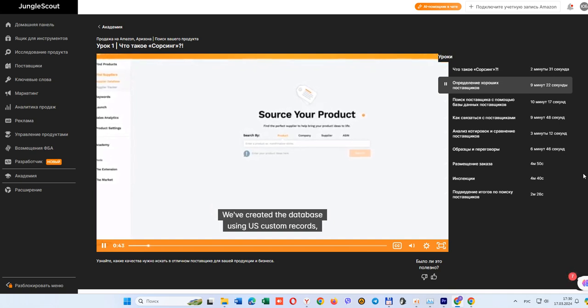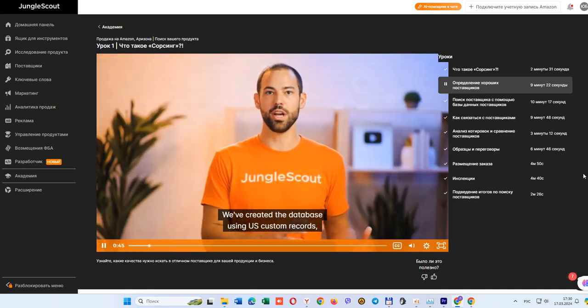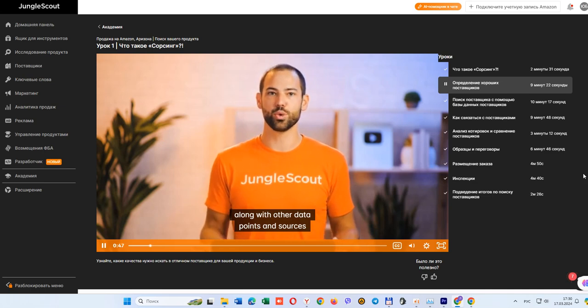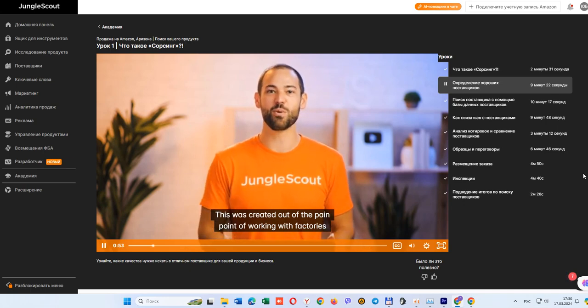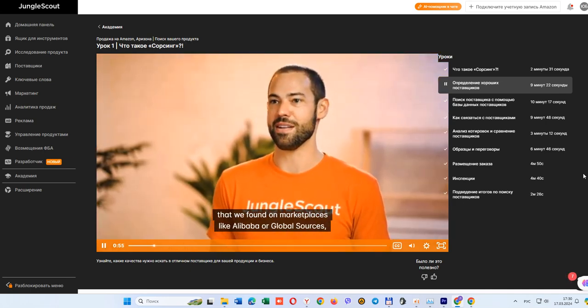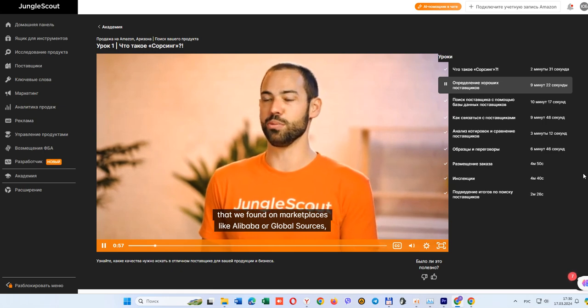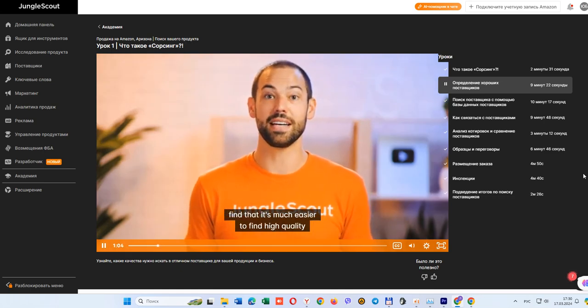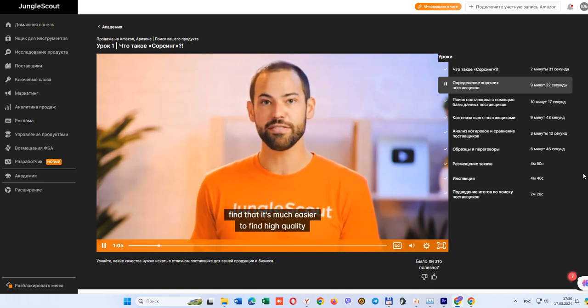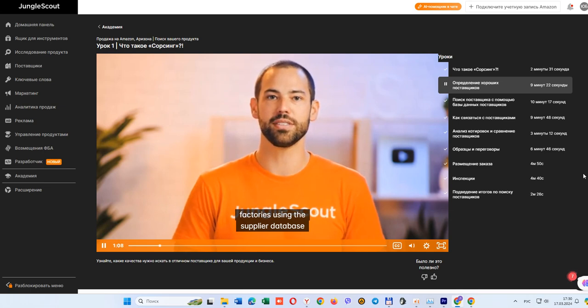We've created the database using US customs records along with other data points and sources to make sourcing easier and more efficient. This was created out of the pain point of working with factories that we found on marketplaces like Alibaba or Global Sources, and while you can still use those to supplement your supplier search, our customers generally find that it's much easier to find high quality factories using the supplier database inside of Jungle Scout.